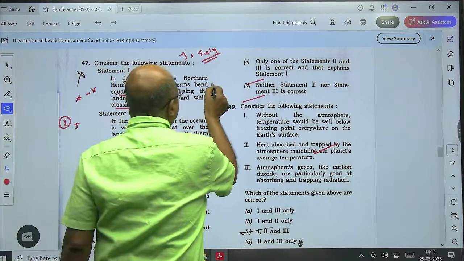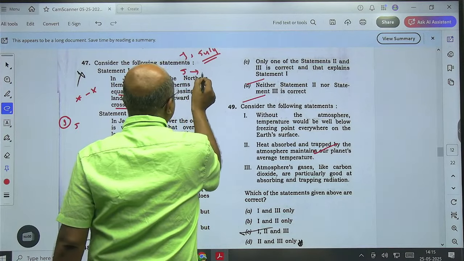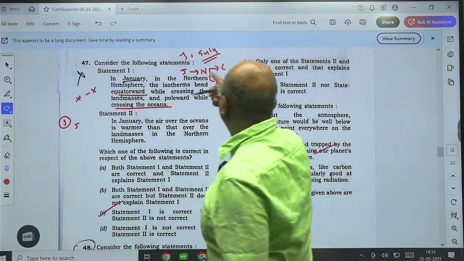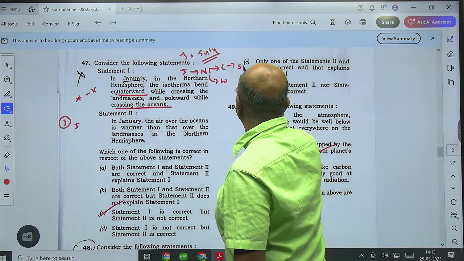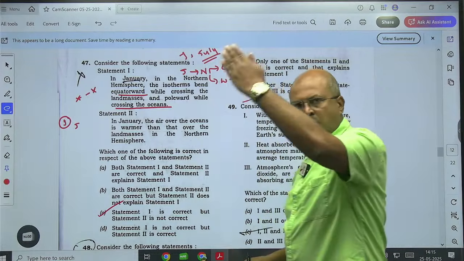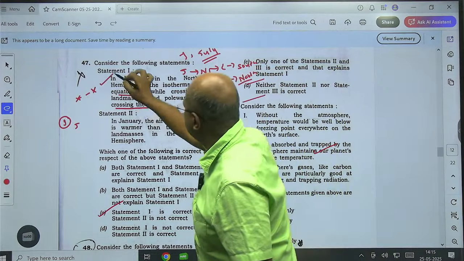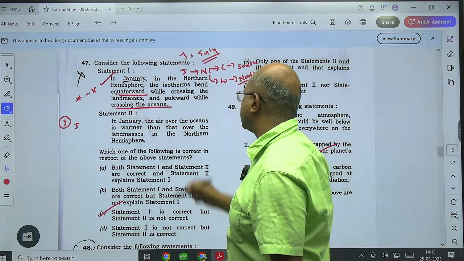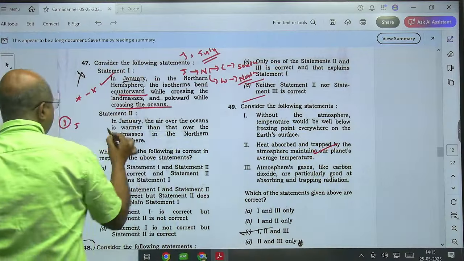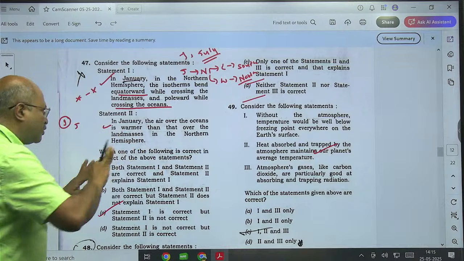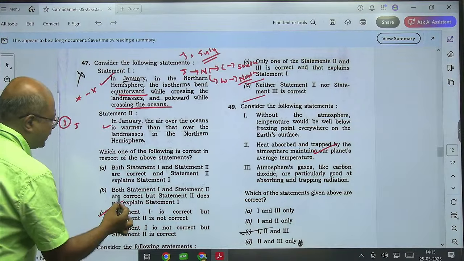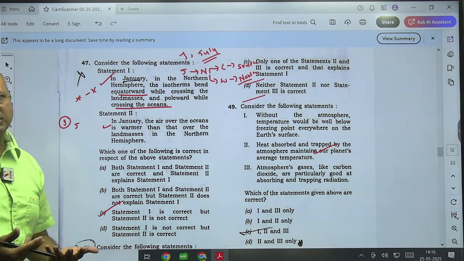Rather than that, you can remember what happens on the land and what happens on the water in January in the northern hemisphere. On the land masses they move towards the south, and on the water they move towards the north. So the statement is correct. And in January the air over the oceans is warmer. This is one of the reasons, and many reasons are there. So this is also correct, but not sufficient to explain. So both statement 1 and statement 2 are correct, but statement 2 does not explain statement 1. It has many other factors associated with it.